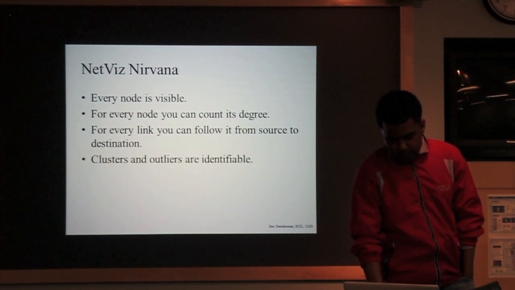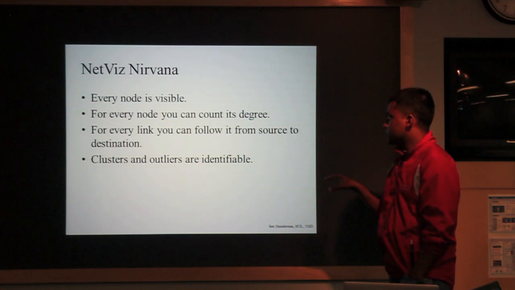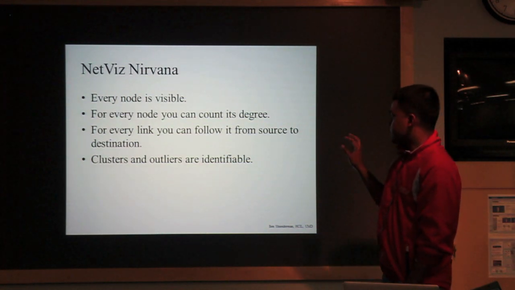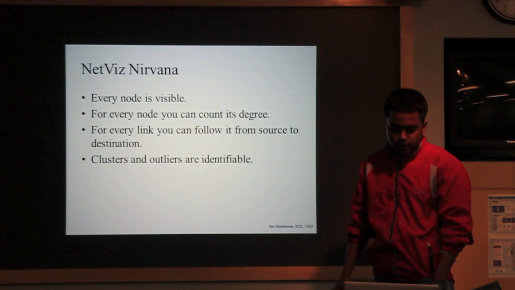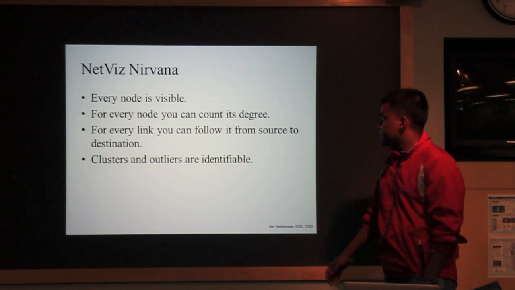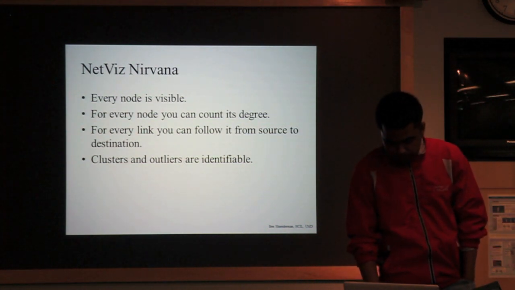And the last one he gives is that clusters and outliers are identifiable. If your network has some kind of common attributes, you can find them in clusters, and if it has outliers, you can figure them out. So these are the four nirvana properties provided by Ben Shneiderman that should be in network visualizations too.